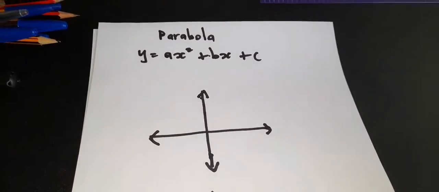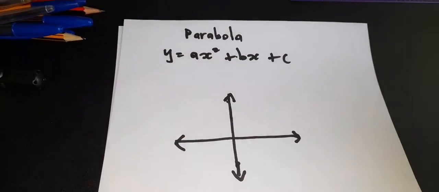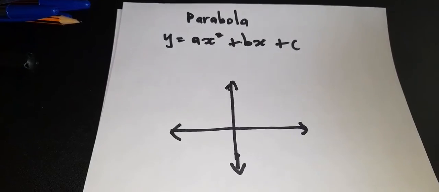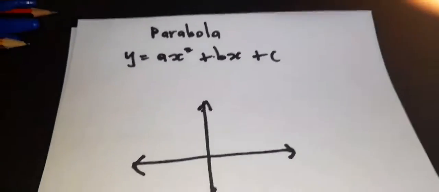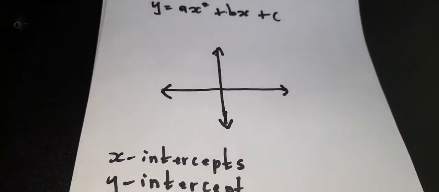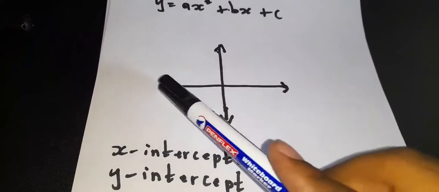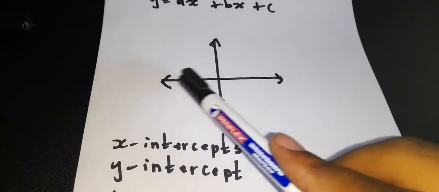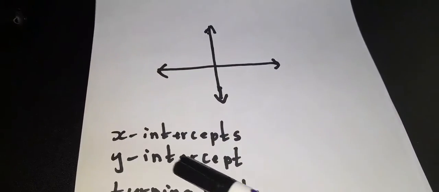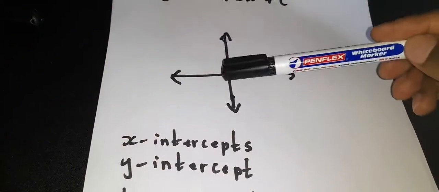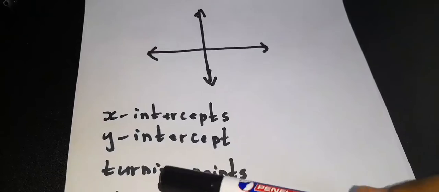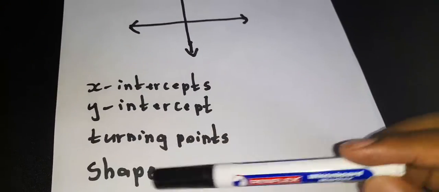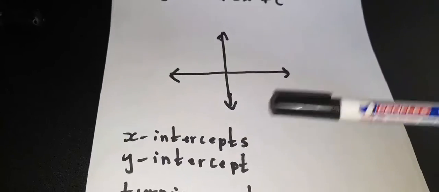Welcome once again. This time I'll be showing you how to sketch a parabola. You know that a parabola has this expression here, y equals ax squared plus bx plus c, and this is what you need here. First, you need the x-intercept. It has to be somewhere along this horizontal line here, and then you need the y-intercept. It will be around this vertical line here. You also need the turning points, and then the shape must be of a parabola.